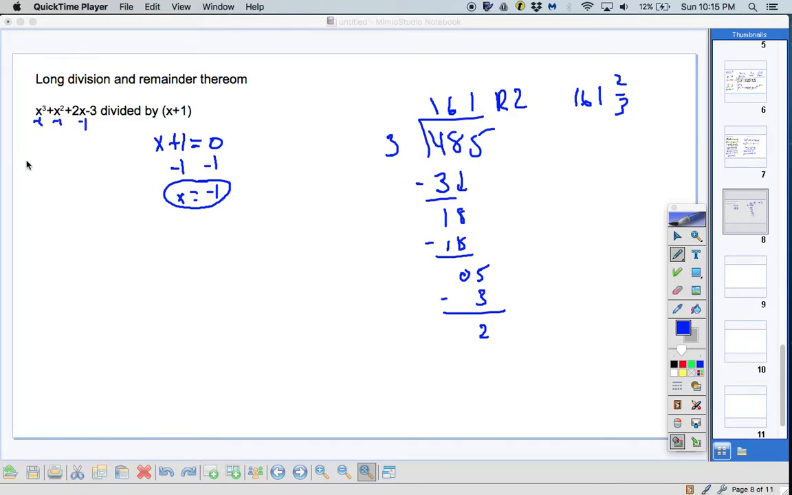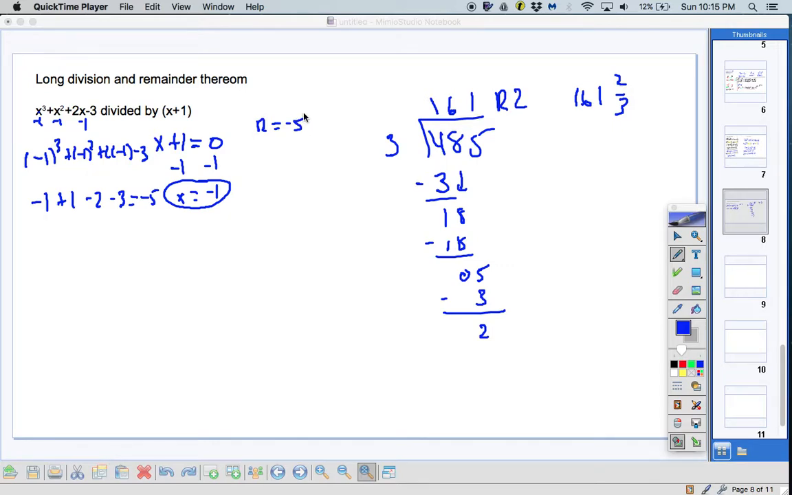So whenever you write it, we're going to have (negative 1) to the third plus (negative 1) squared plus 2 times (negative 1) minus 3. Now, (negative 1) to the third is going to be negative 1, because a negative to the third power is always going to be negative. (Negative 1) squared, though, is going to be positive 1, because 1 squared is 1. And 2 times negative 1 will be negative 2, minus 3. And this gives us negative 5. So our remainder here is negative 5.